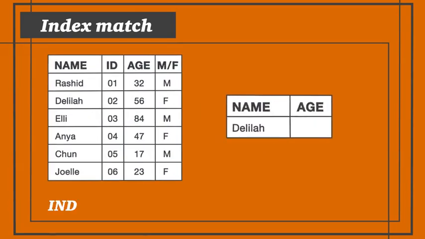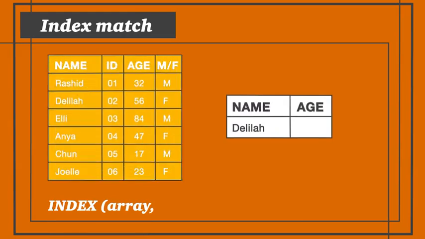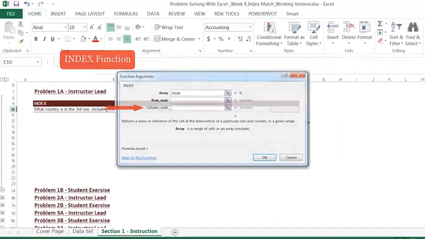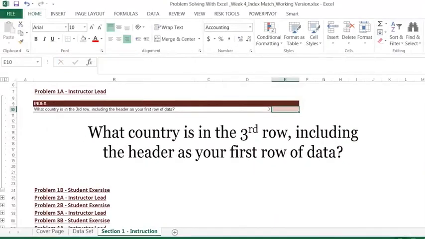Let's start with the index function. The index function starts off by asking for the array containing the value you are looking for, then the position of the value within the array, and then finally what column or row to start with. Let's give question 1a a try to get a better understanding.